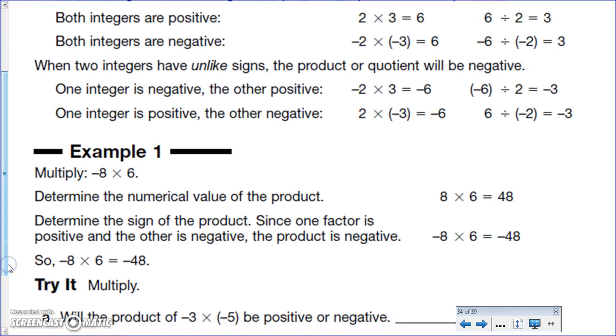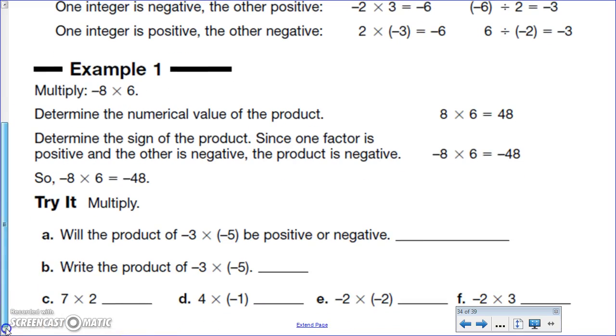Example 1. Multiply. Negative 8 times 6. Determine the numerical value of the product. So the first thing you do is just figure out what the answer is, and then we worry about the sign second. So we know 8 times 6 is 48. Then we determine the sign of the product. Since one factor is positive and the other is negative, the product is negative. So negative 8 times 6 is negative 48.